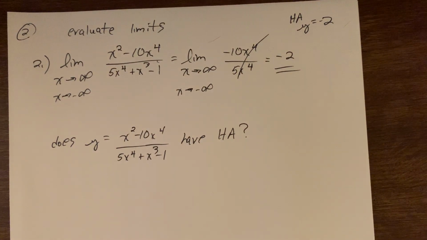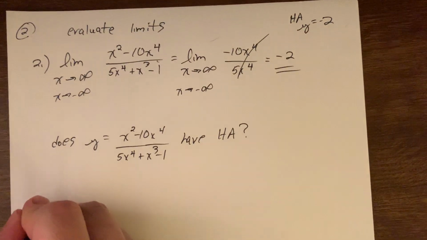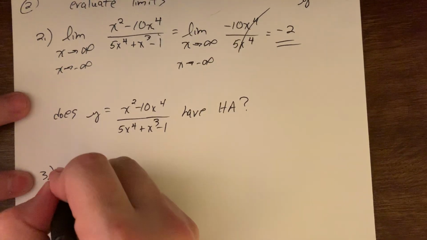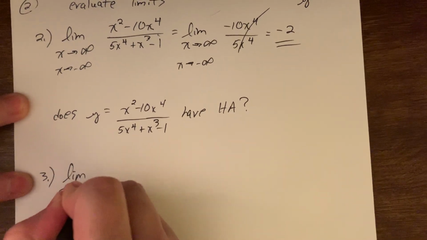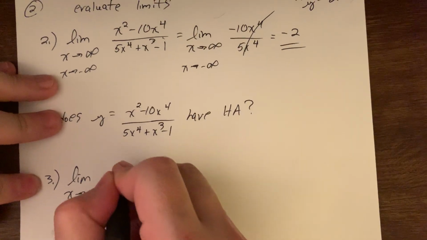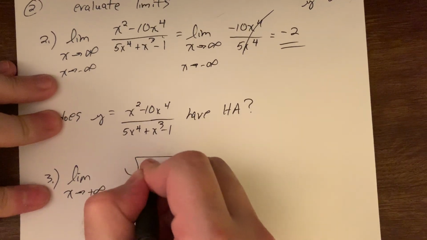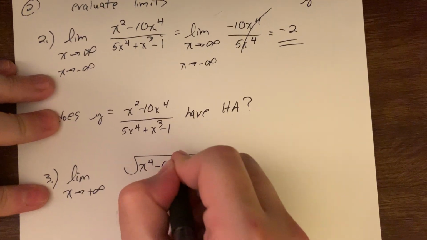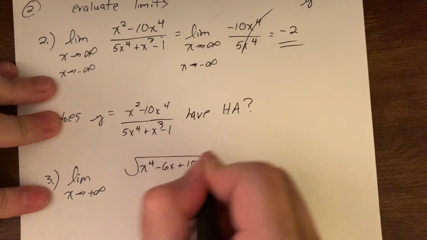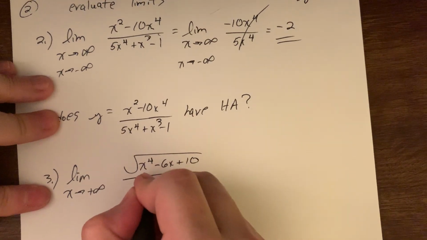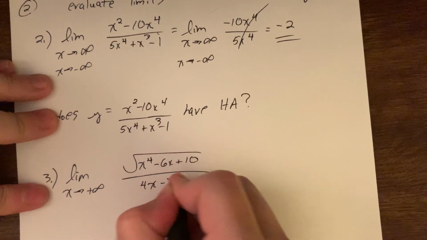Okay, 2 more of these. And now let's go back to, again, we're just evaluating the limit. Let's focus on number 3. Now let's take the limit as x approaches positive infinity, and let's look at the square root of x to the fourth minus 6x plus 10, all divided by 4x minus 7.